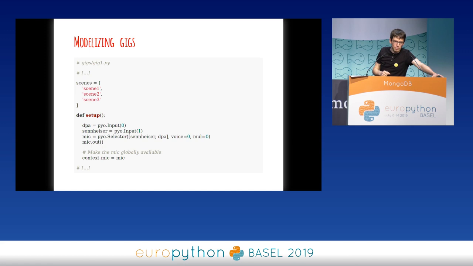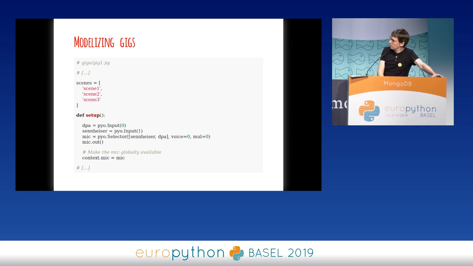Scenes are also modules, so that means that I will take advantage of the dynamic importing capabilities of Python. And then some setup code. So I'm saying, well, for this gig, I will have two microphones, and I want to be able to crossfade from one to another. And I have some kind of blackboard object that anyone can read or write. Anyone, meaning the gig and the scenes, the tunes. I can, for instance, in my gig, set up my microphone, and then I said contact.mic equals mic, so I can access it from other parts of my code.